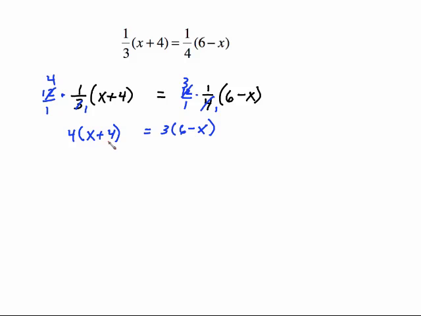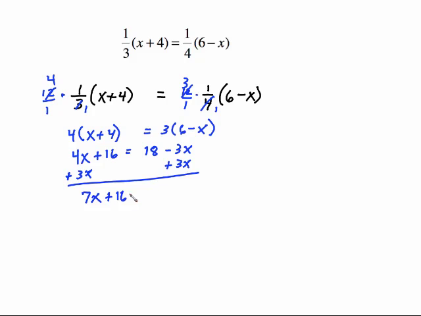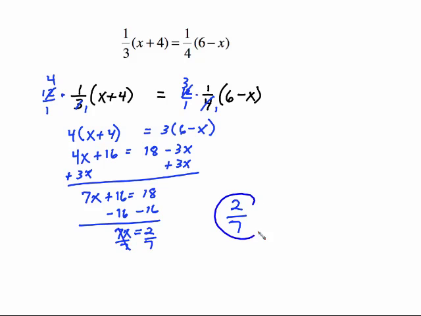Now I will distribute. Notice this blue equation, all the fractions are gone, so I just have to distribute. This is 4x plus 16 equals 18 minus 3x. And this is just getting your x's on one side and numbers to the other. Add 3x to both sides, which gives us 7x plus 16 equals 18. Subtract 16 from both sides. 7x equals 2. Divide both sides by 7. And there's your answer. X equals 2/7.